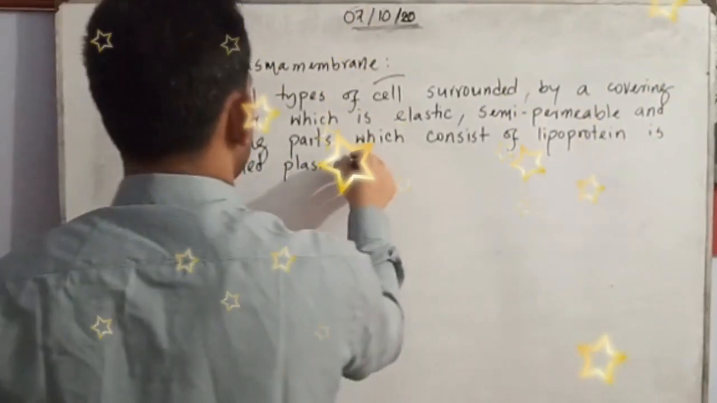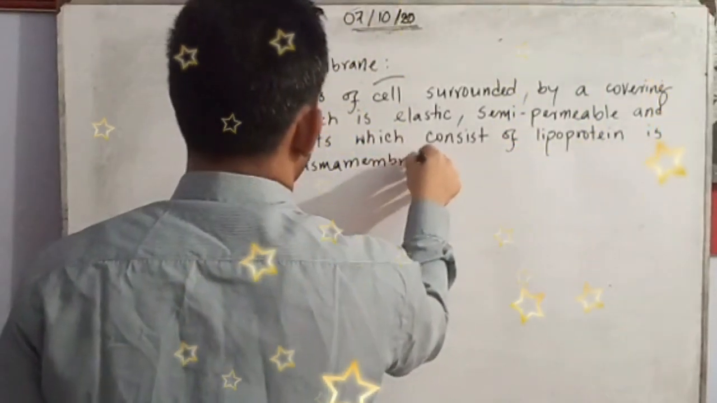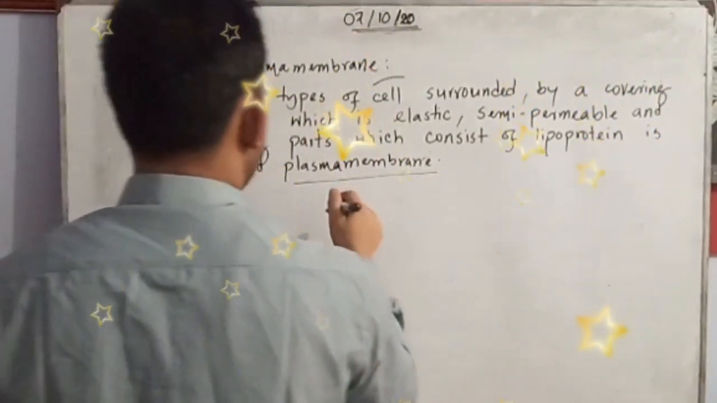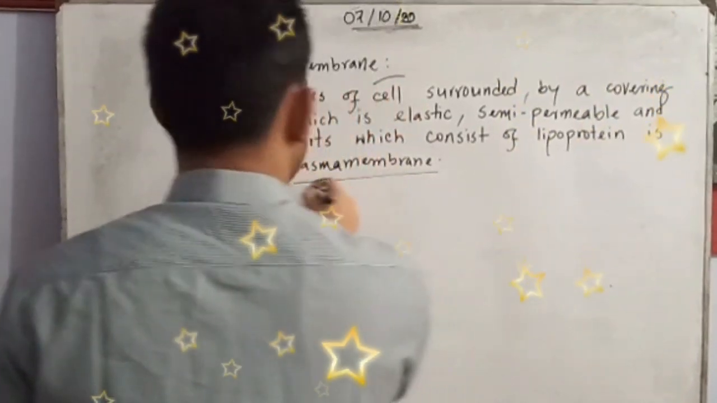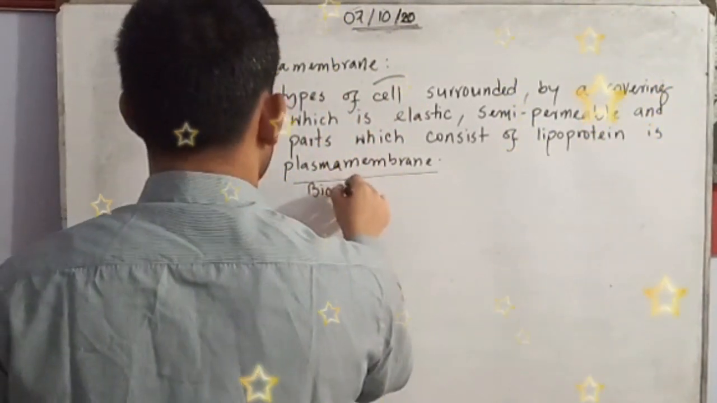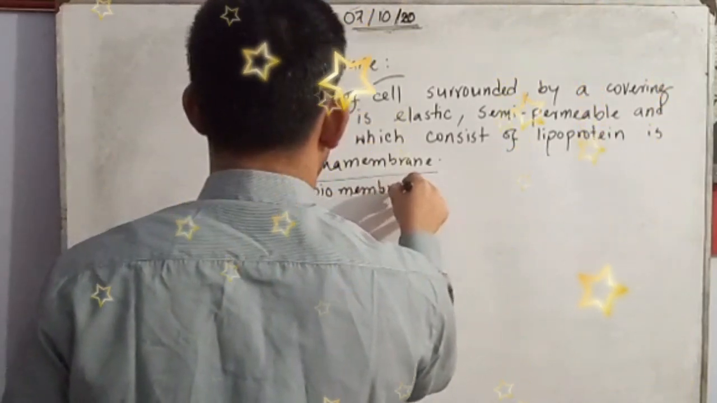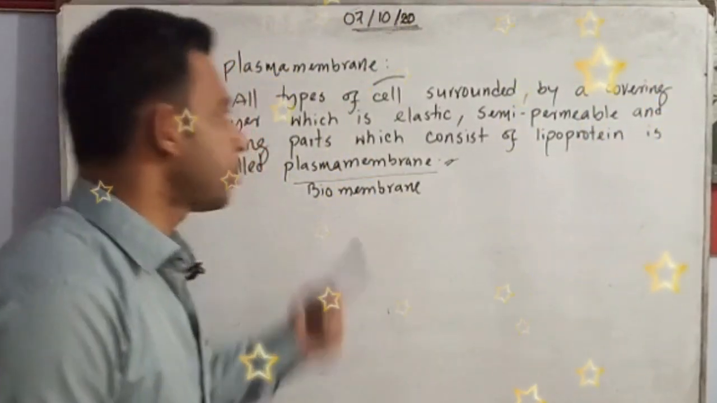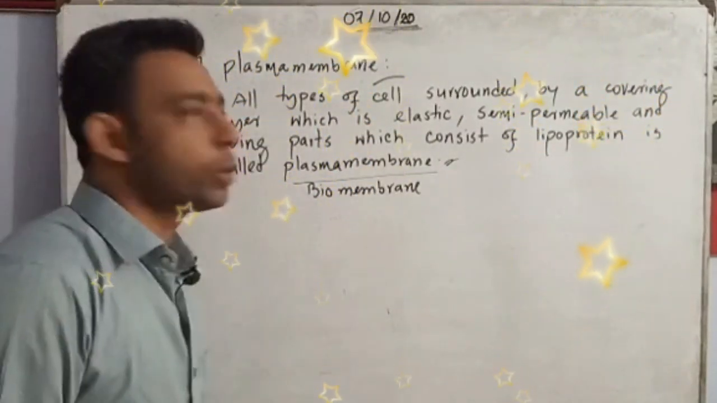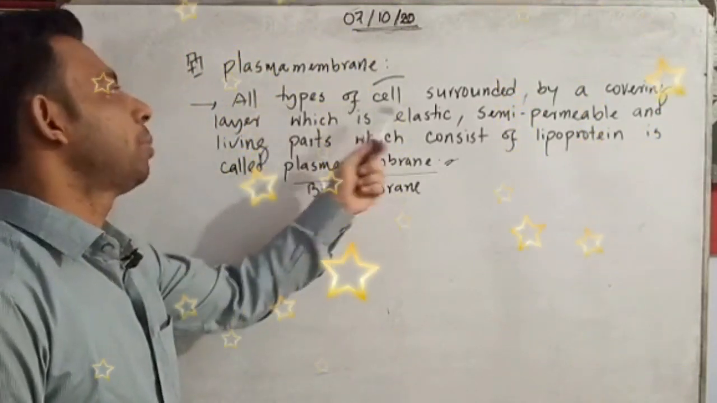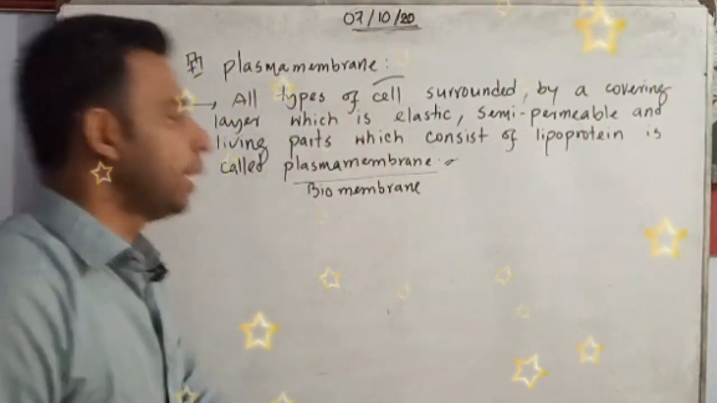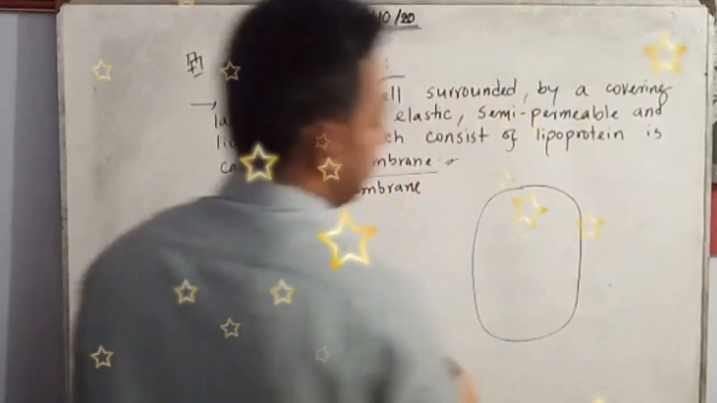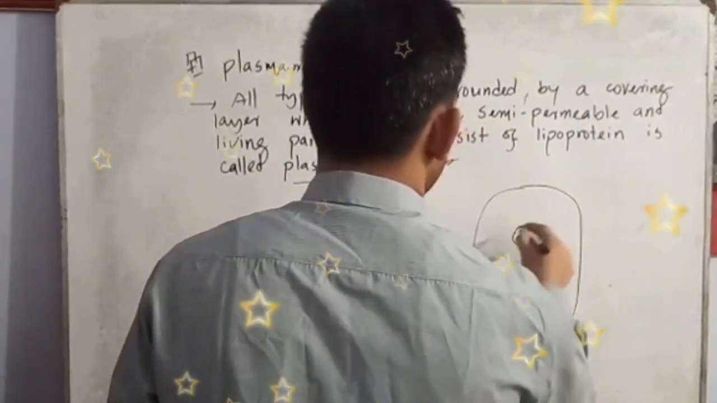Please write first: plasma membrane. Sometimes this plasma membrane is termed, we can write there, biomembrane. Okay, this is the definition I have written there, my dear students. I hope you will understand. All types of cells are surrounded by a covering layer. Suppose this is the plasma membrane. Inside, the cellular parts will be there.